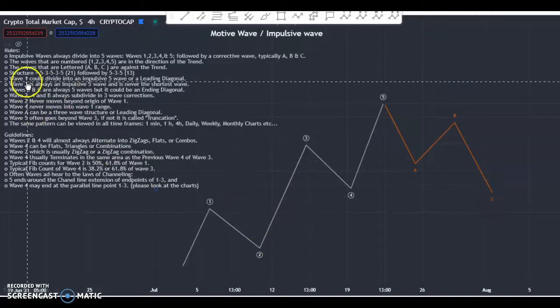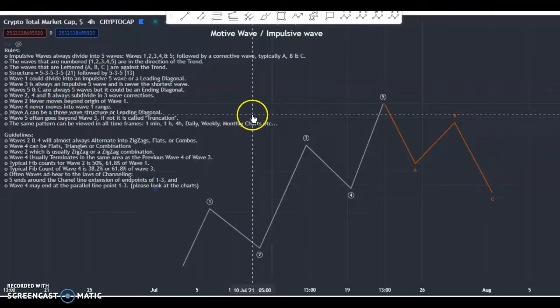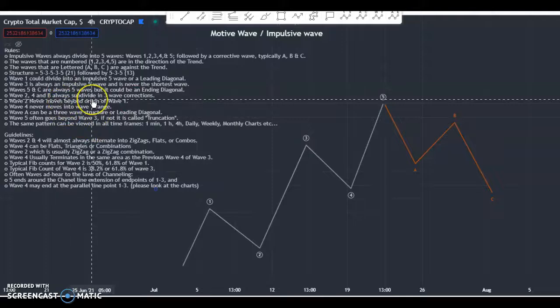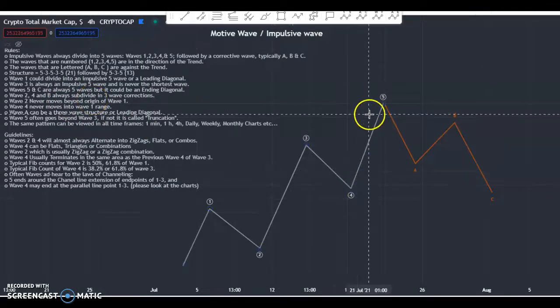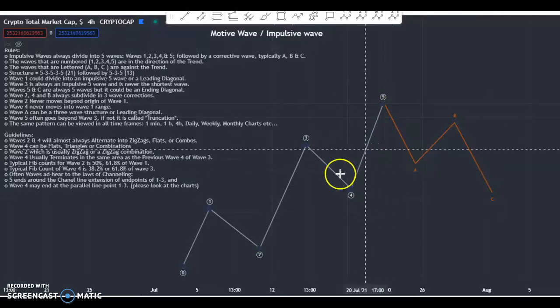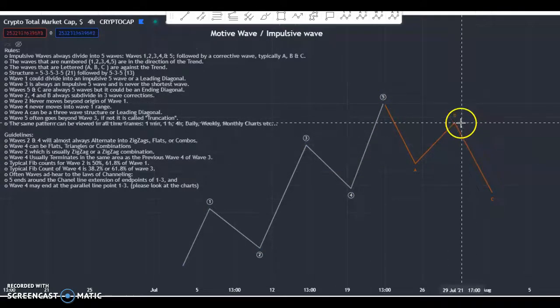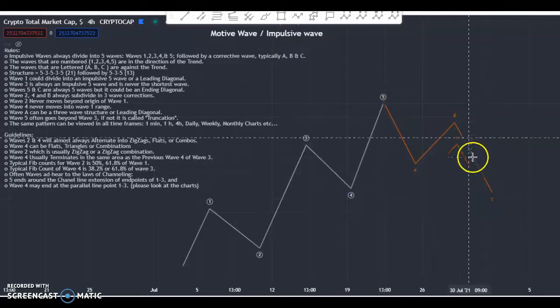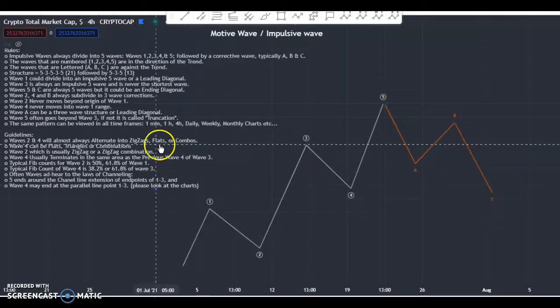Let's look at the rules again. Wave 1 and wave 3 are always impulsive. Wave 5 and C are always 5 waves, but could be an ending diagonal. So if here we've got 5 waves up again, it could be an ending diagonal, which you guys think looks like a wedge. And same thing for C, it could be the same ending structure. So this wave and this wave could be an ending diagonal as well.